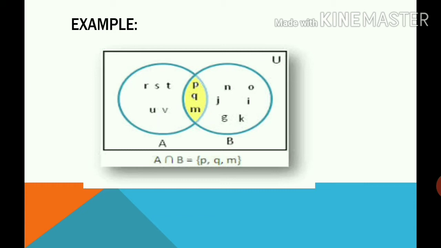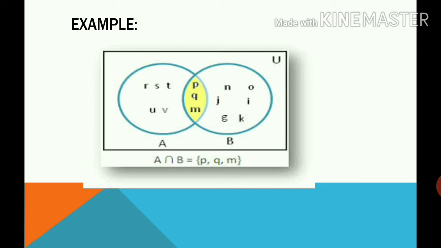Let's suppose you have two sets, A and B. The elements of set A are P, Q, M, R, S, T, U, V. And the elements of set B are P, Q, M, N, O, I, J, K, and G. In these two sets, P, Q, and M are the elements which are present in both sets.